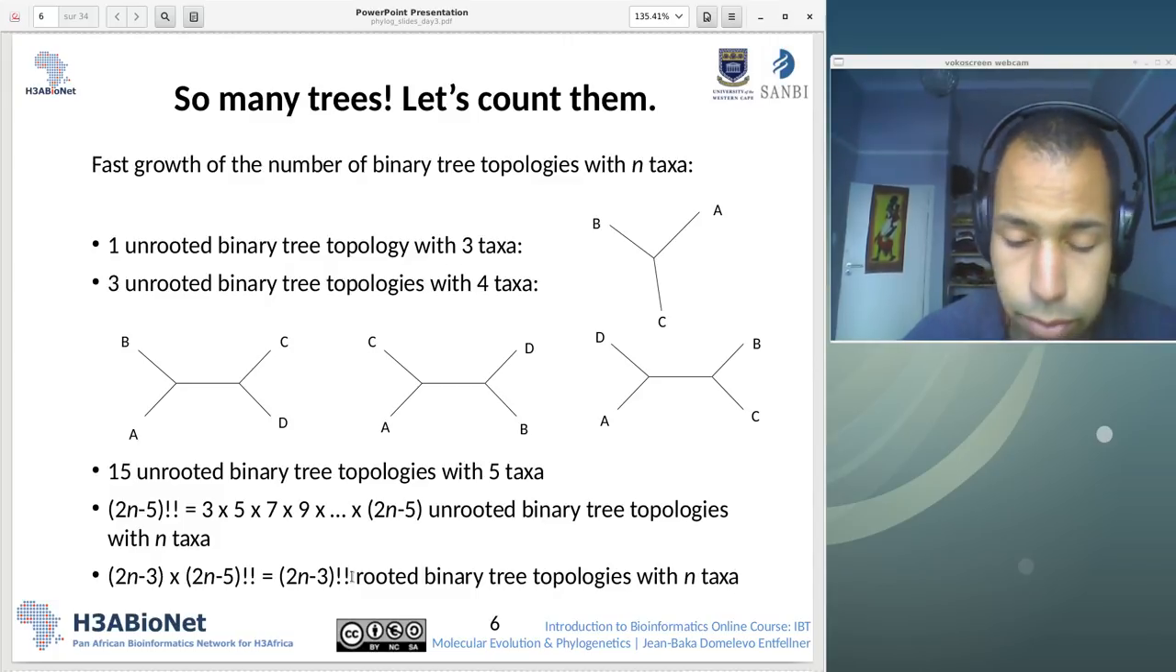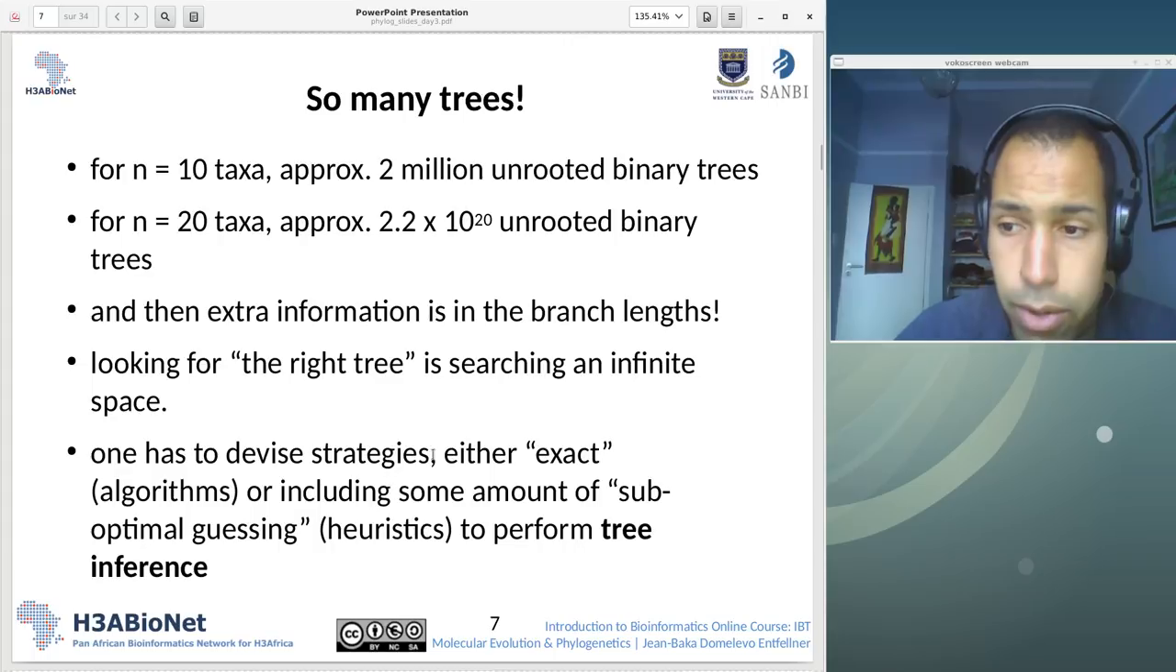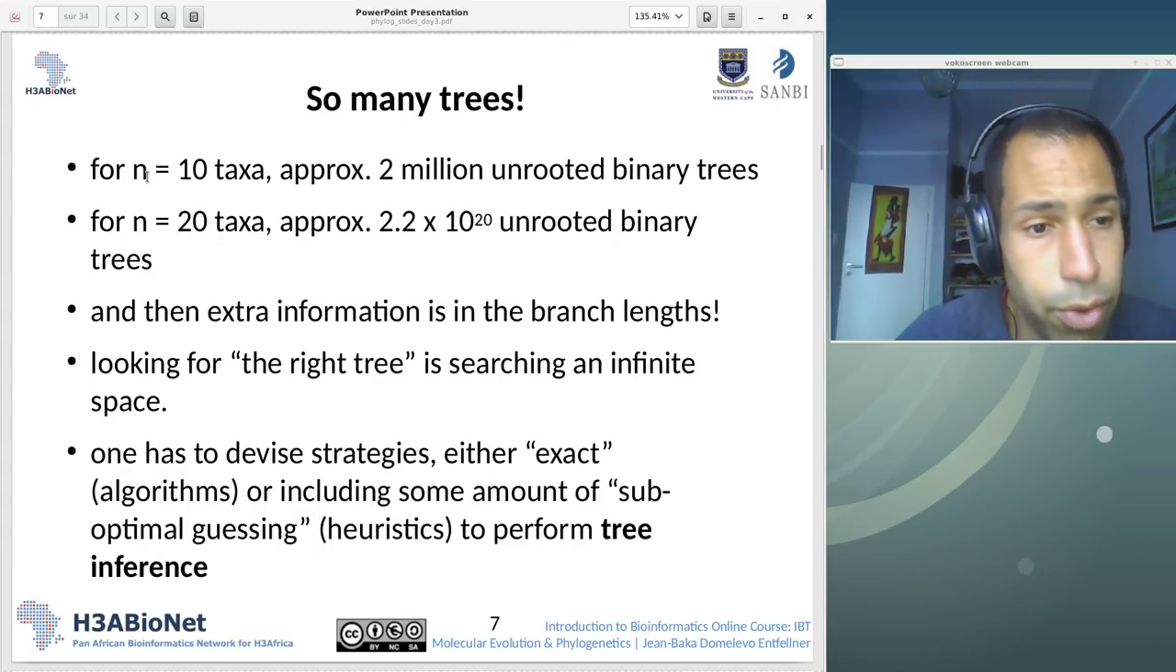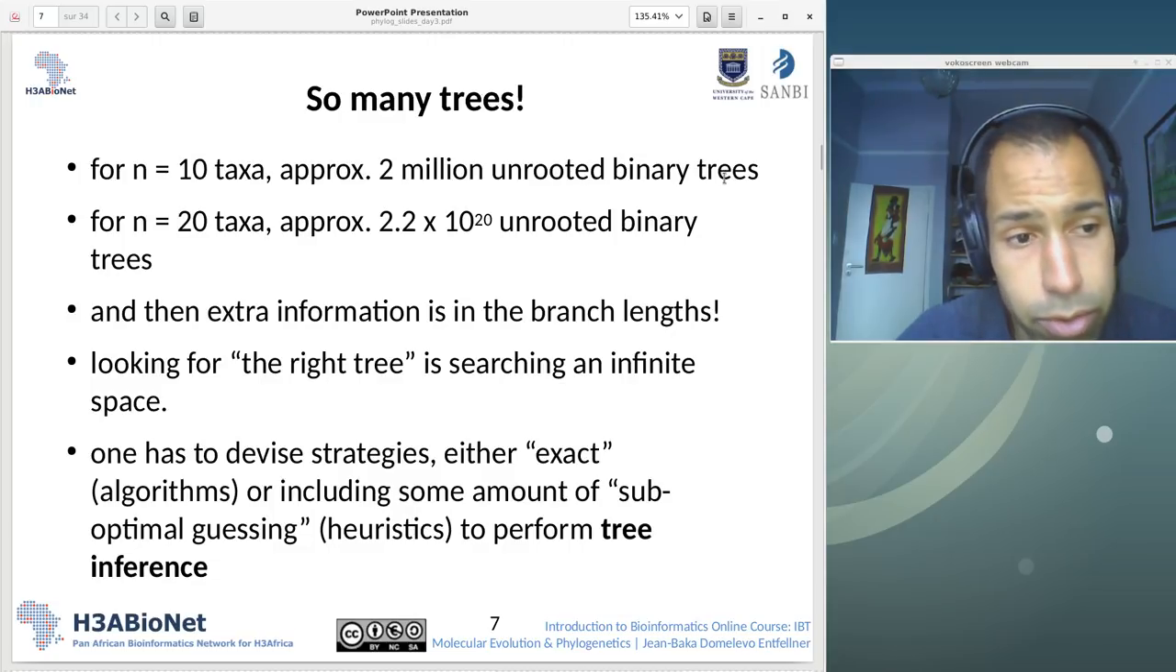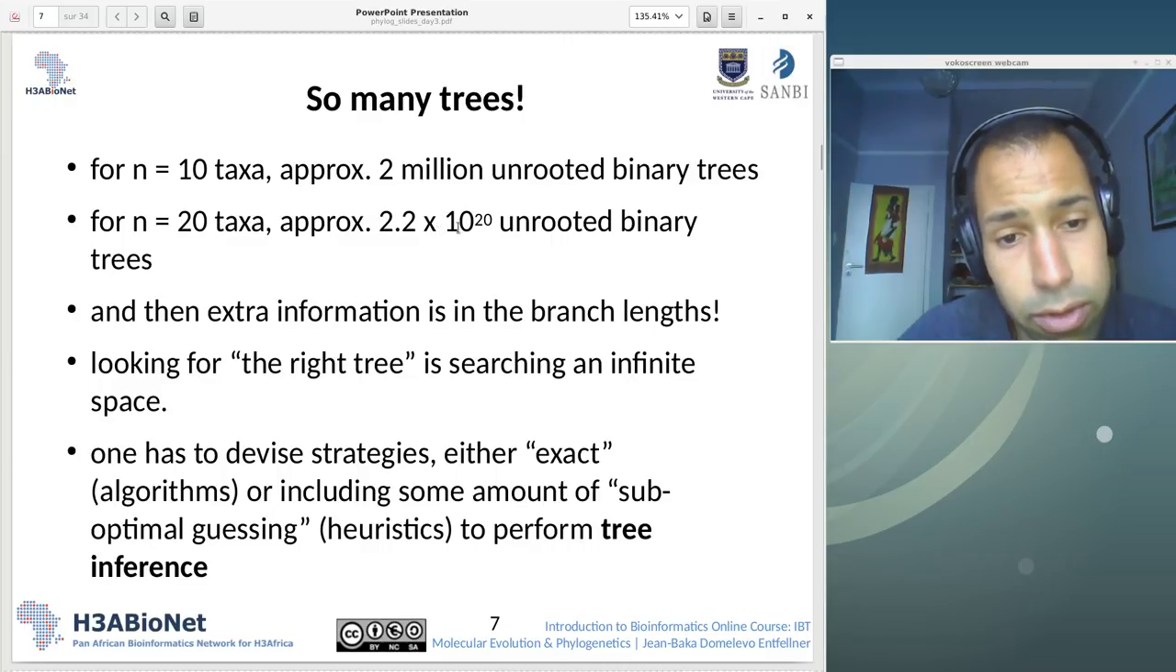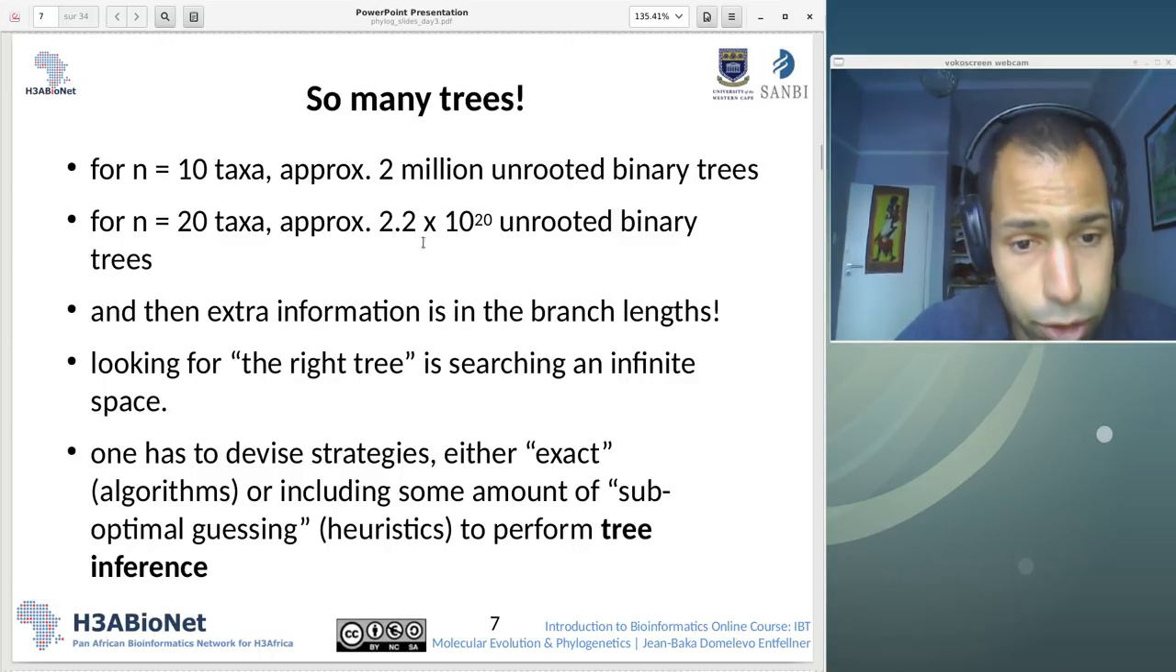This is a large number. We're going to have figures in this slide. For n equal to 10 taxa, we have approximately 2 million unrooted binary tree topologies. For 20 taxa, we have 2.2 times 10 to the power 20 unrooted binary tree topologies. So only the number of possible topologies, without even considering different branch lengths, is that huge. Extra information will be in the branch length.